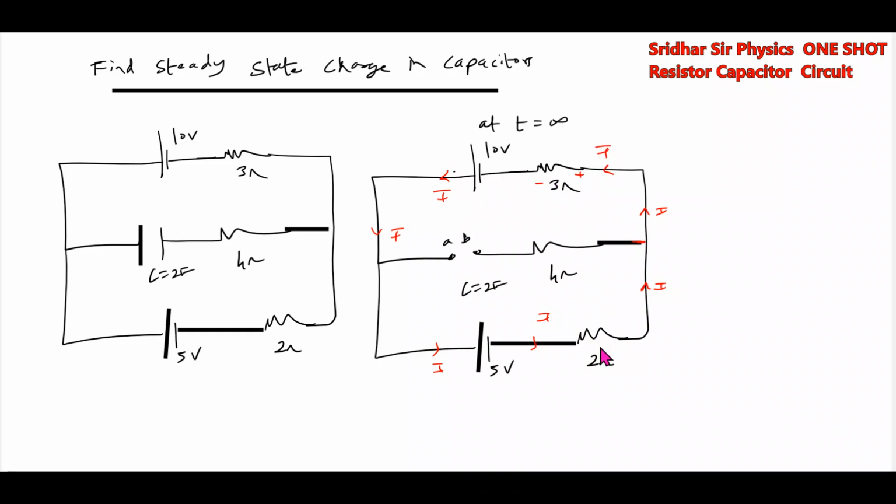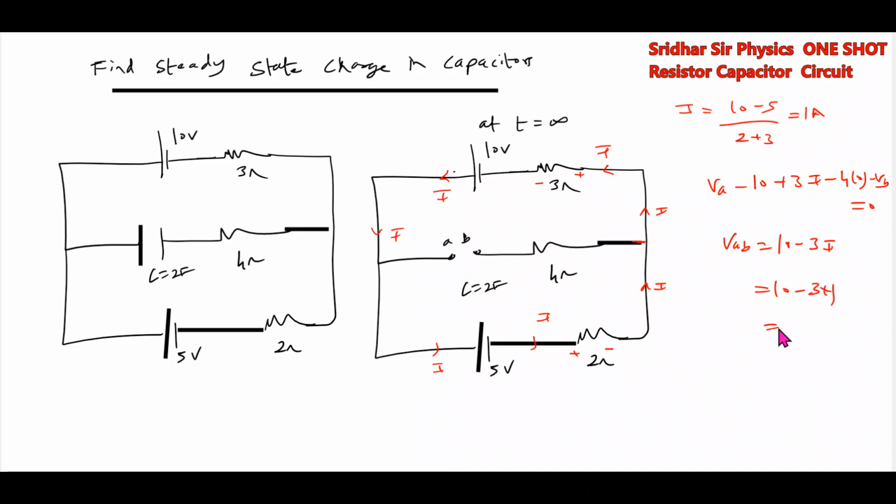Then give the polarity plus and minus. I equal to 10 minus 5 over 2 plus 3, which is 1 ampere. Then VAB minus 10 plus 3I minus 4 into 0 minus VB equals 0. VB equals 10 minus 3I. VAB equals 7 volt. This is the method where all capacitors are replaced with open circuits to find the steady state charge.